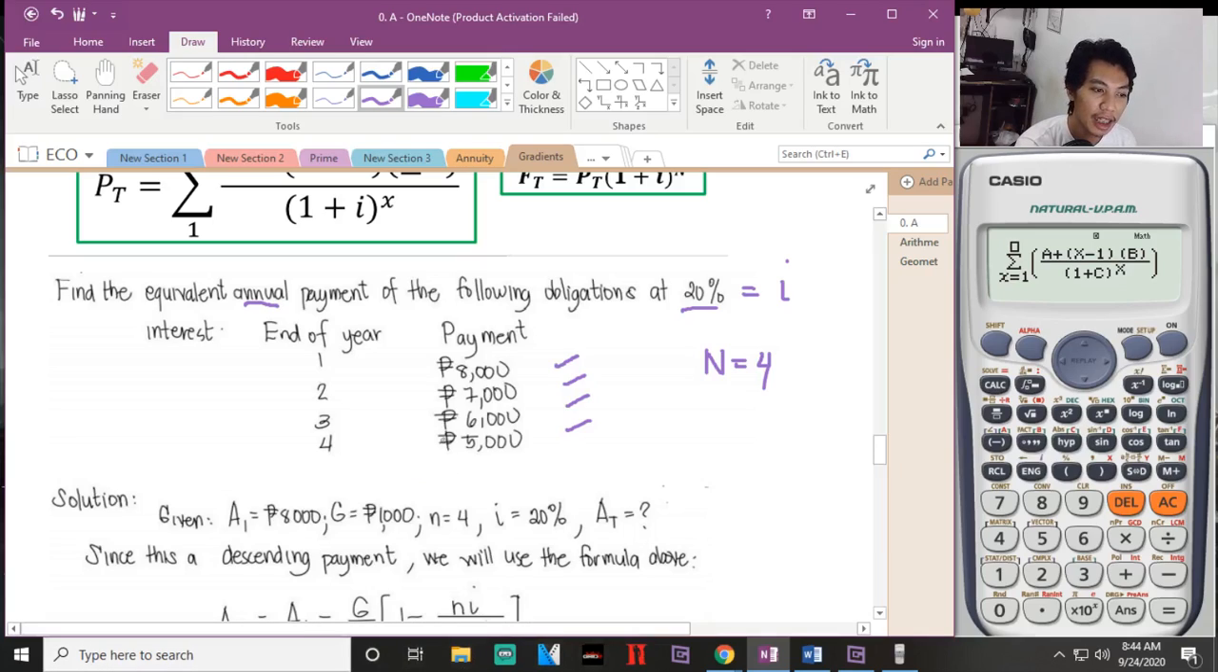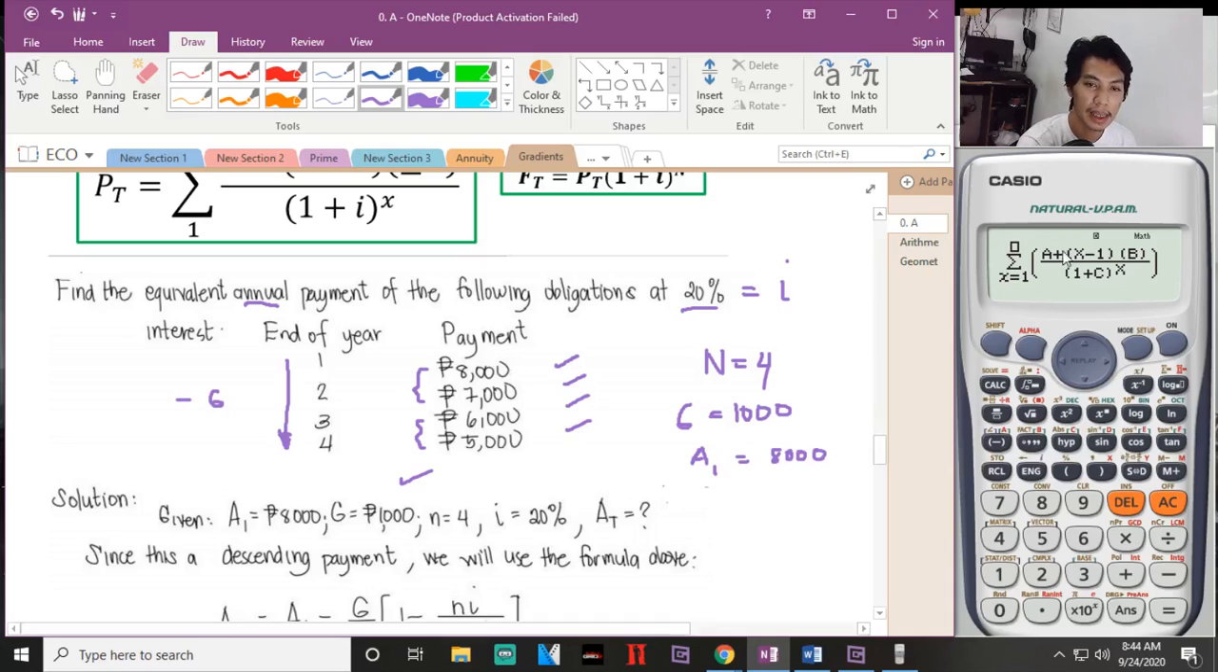Now, you are given payments of equal D. Okay? May common difference to. Ang common difference nila is G is equal to 1,000. Ayan, no? At ang A1 mo, at the first payment, that is 8,000. Now, may napansin ba kayo sa gradient nyo? Is it descending or ascending? From year 1 to 4, pababa. Ibig sabihin, your gradient is descending.